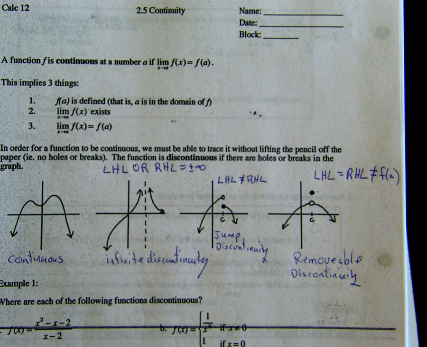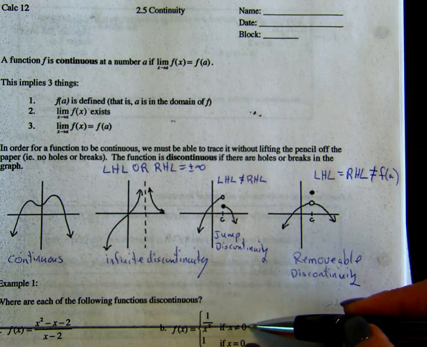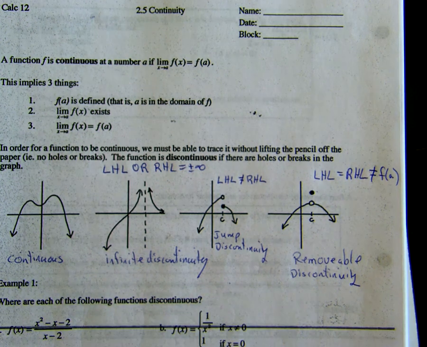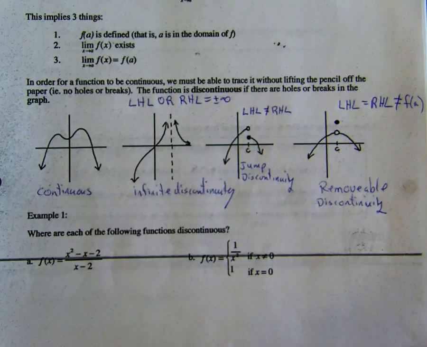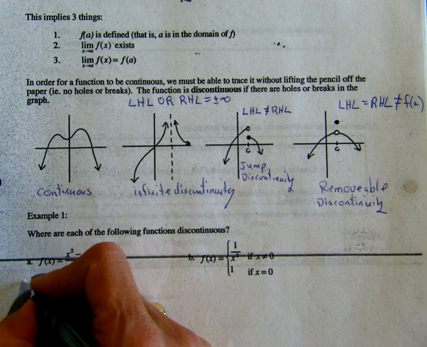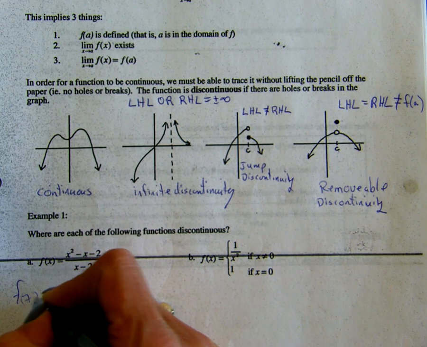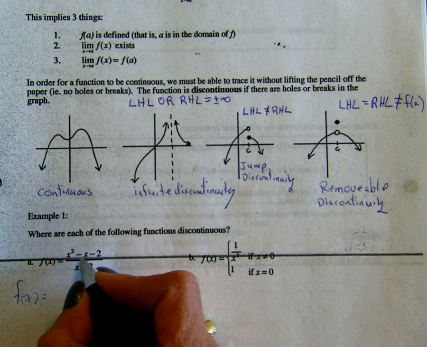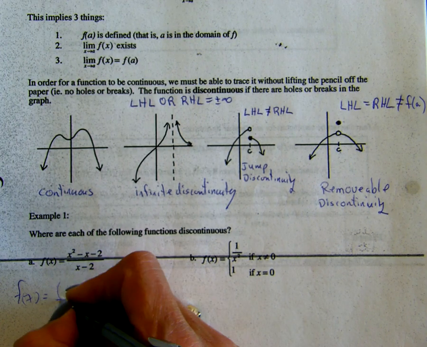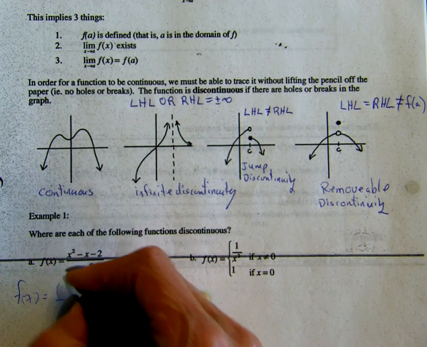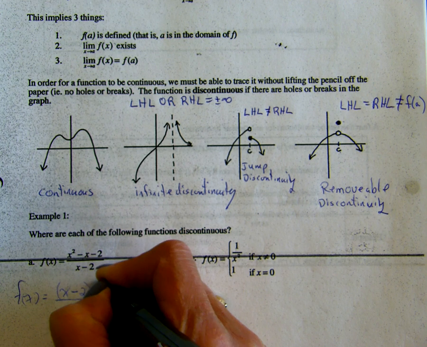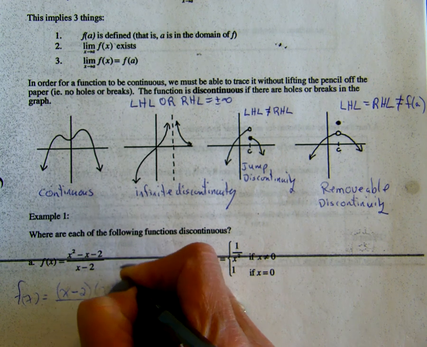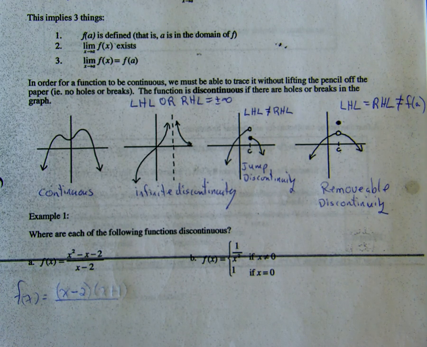Okay, when you have piecewise defined functions, you're going to have to look at what happens at all of the endpoints of their domains. Where are each of these following functions discontinuous? So let me write this one out again. f of x is equal to (x squared minus x minus 2) over (x minus 2). Let's write that in factored form. What multiplies to negative 2 and adds to negative 1? So that's (x minus 2)(x plus 1).